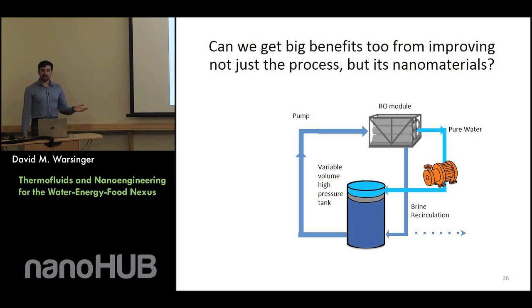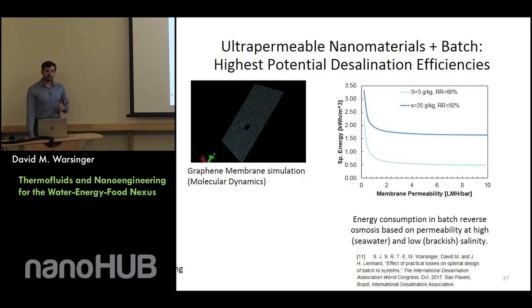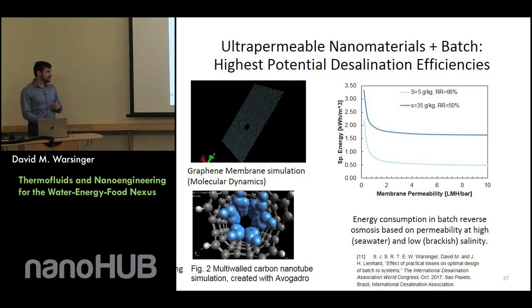So we looked at a batch process and how the thermodynamics can improve the performance. How can nanomaterials further enhance the system? If we want to look at the module, and then look even closer at the membranes themselves, we can look at using ultra-permeable membranes to enhance the performance. One of my students is looking at modeling for graphene membranes and also carbon nanotube-based membranes for not only desalination but enhancing sensors.